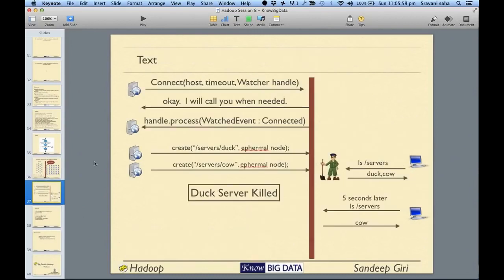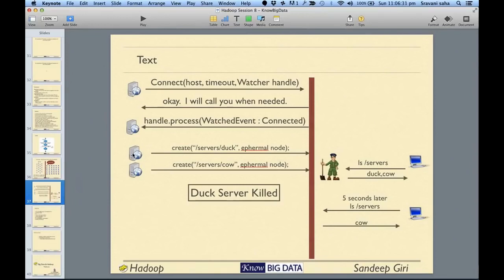You can have a look at this diagram. So here, this is the ZooKeeper, this is the client, this is the server. The server connects to the ZooKeeper, and ZooKeeper replies saying, okay, I'll call you when needed. Each server gets the watch event from ZooKeeper and so on.